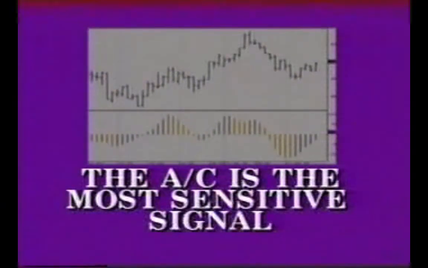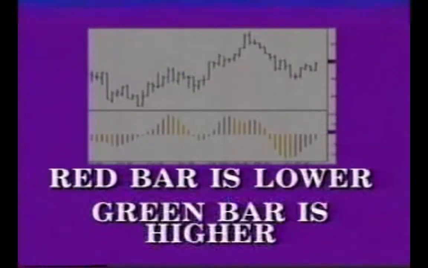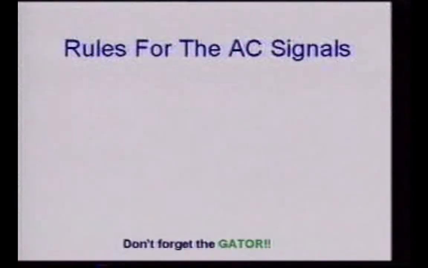It's like a speedometer. Every time the market picks up, slows down, it feels it. You're going to see that represented in the different colored bars. Again, like the AO, the AC is going to have red and green bars. Red will mean it's lower than the previous bar. Green will mean that it's higher. So now let's go ahead and go through our rules.